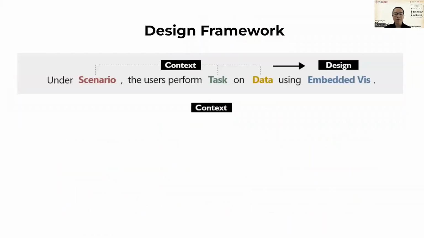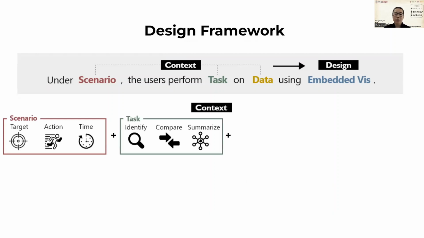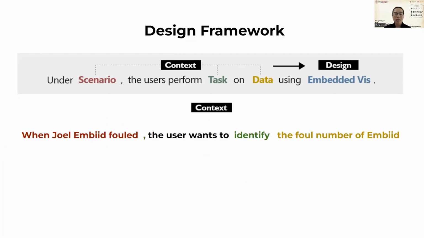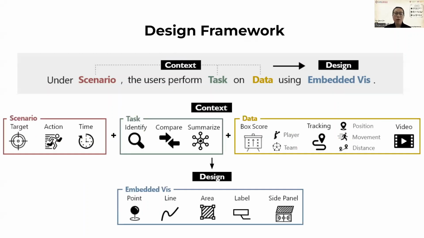We first arrive at a design framework for embedded visualization that takes context into account. Based on our coding results, we categorize 3 components collectively forming a context, including a scenario, a task, and data. A simple example could be when Joel Embiid fouled, the user wants to identify the foul number of Embiid. This context of data need then drives the design of the embedded visualization. But with so many possible game contexts, how can we decide what context and what embedded visualization to design?